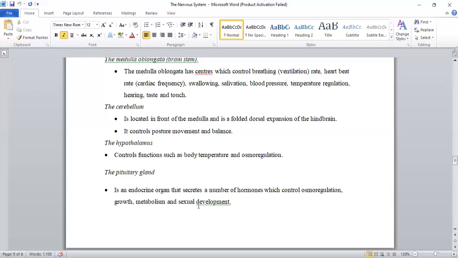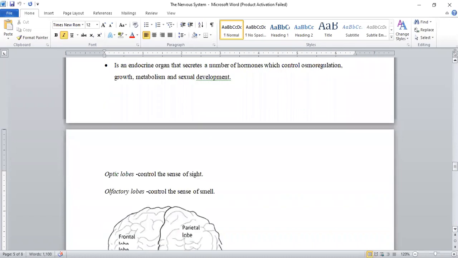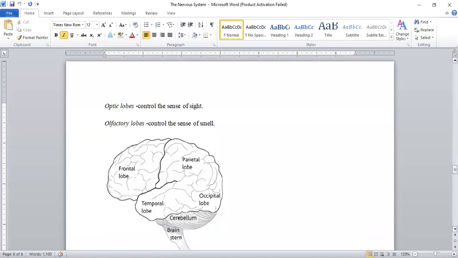Yeah, and so many other ways. We also have hormones that control metabolism, and so on. So the main function of the pituitary gland is hormonal secretion, and it has very many hormones. Yeah, so here I had two words. We have the optic lobe. The optic lobe controls the sense of sight, and we have the olfactory lobe. It controls the sense of smell. So these are basically parts of the brain.